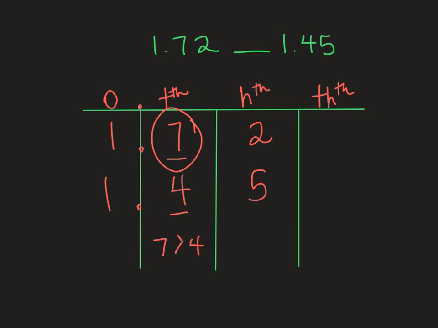So do I need to compare the hundredths column now? No, I don't, because I've already found the number that can tell me which is the greater number. So I'm going to say 1 and 72 hundredths is greater than 1 and 45 hundredths.